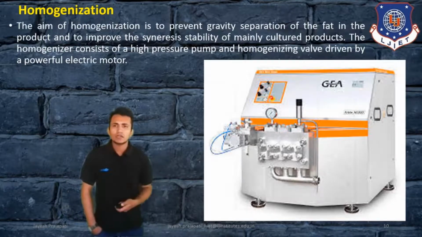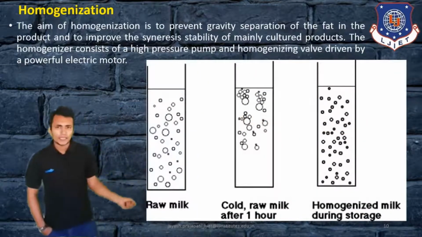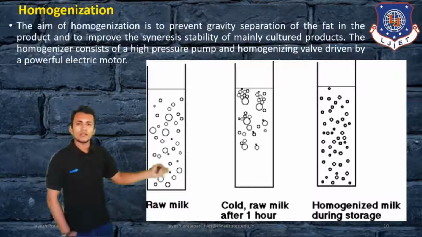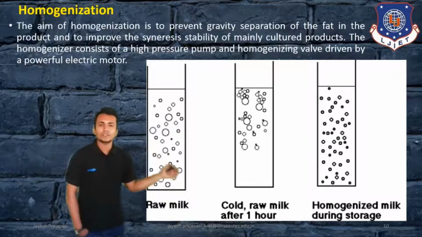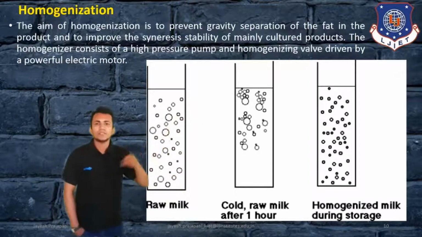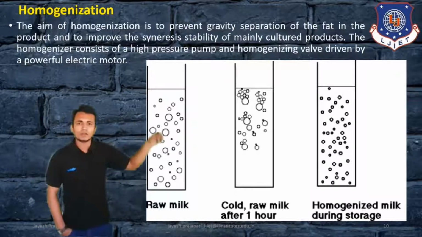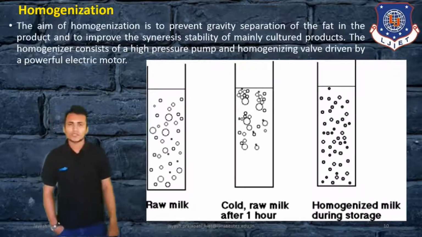The next process, in the homogenization, first of all, the raw milk looks like this. If we keep it cold for 1 hour, then it looks like this. And if homogenized milk during storage, then it looks like this. Means some kind of particles can be removed, and it will remain continuously constant milk. So that is the homogenization process.